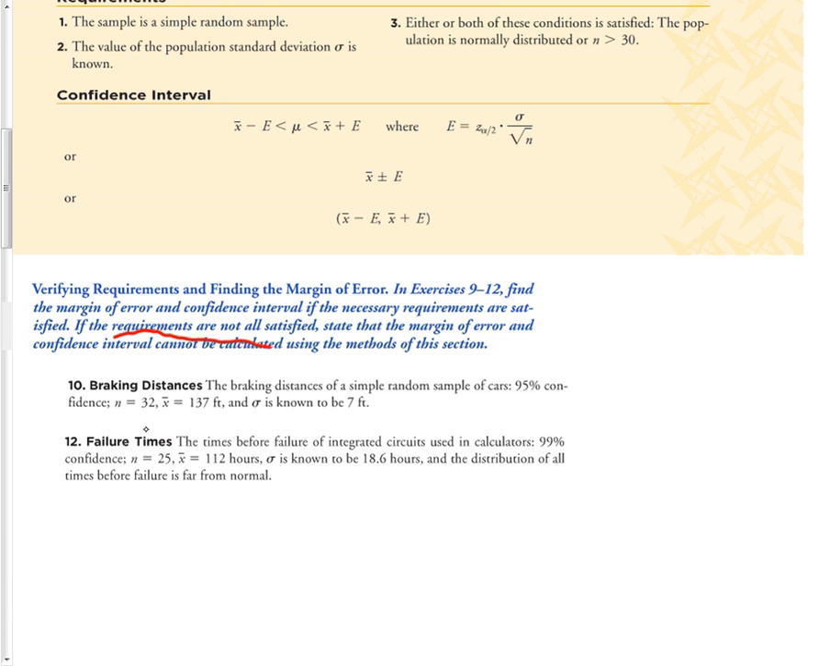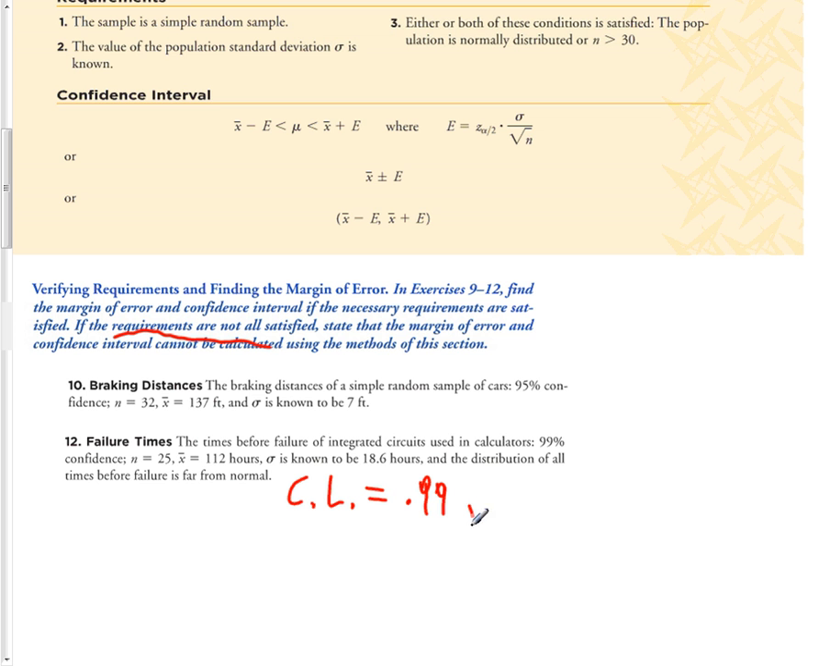Number 12 is here. And number 12 says failure times. The times before failure of integrated circuits used in calculators, and that's what we're going to create a confidence interval for if we can use the method of this section. Let's see what we have. We have 99% confidence. That is the confidence level. You need the confidence level in order to calculate alpha. So the confidence level is 99%, 0.99.